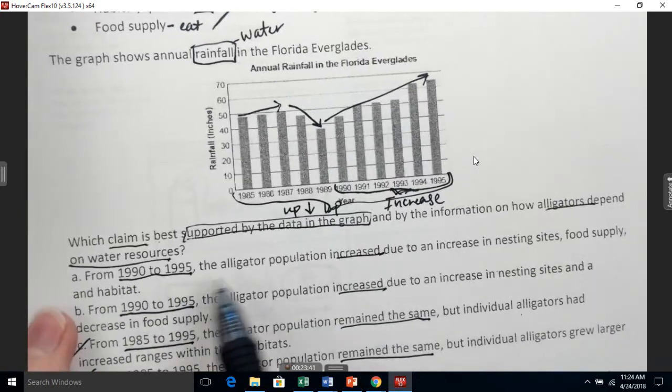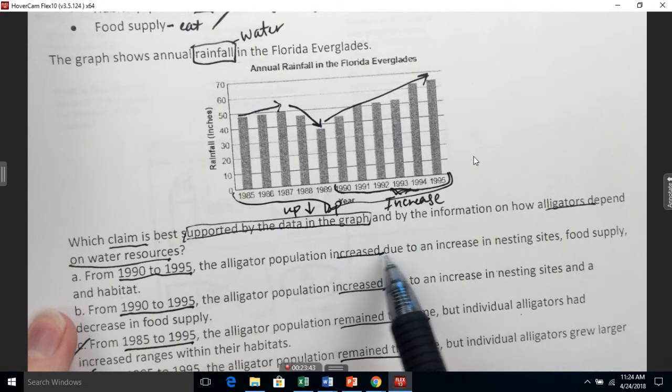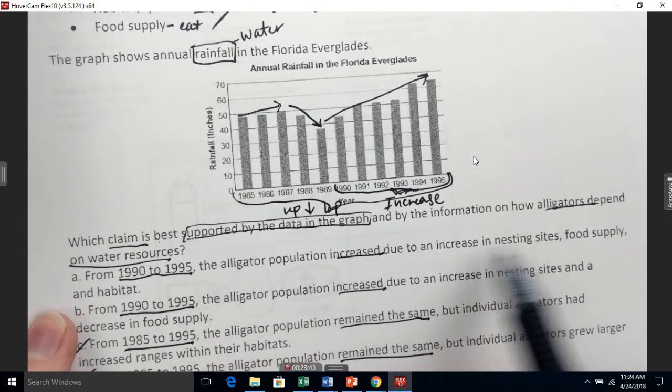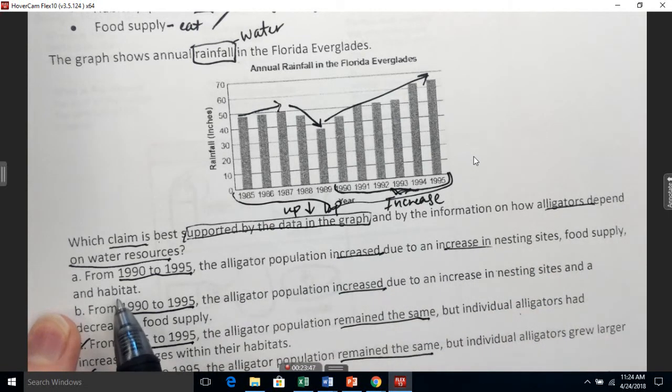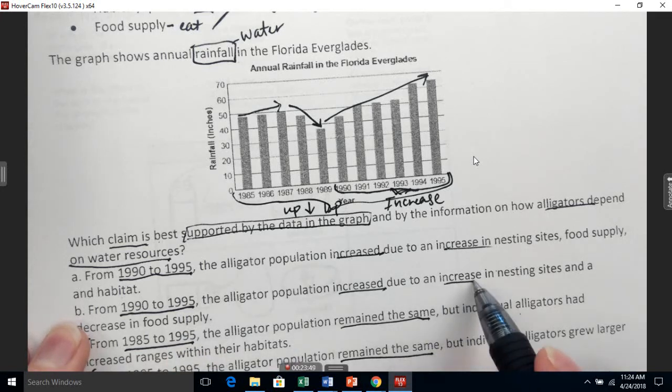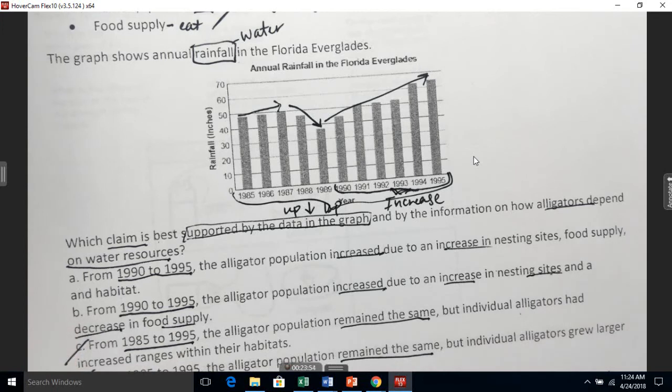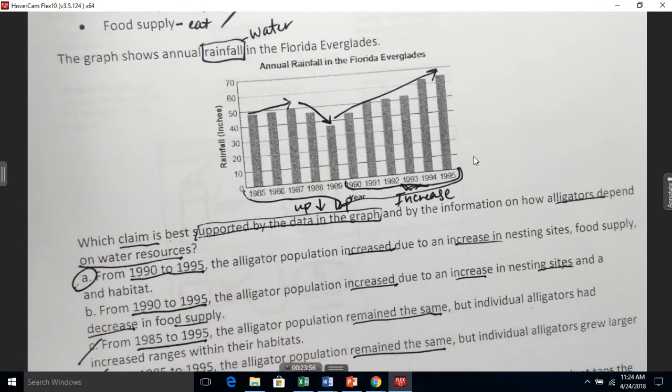So we either have the alligator population increased because of an increase in nesting sites, food supply, and habitat, or because of an increase in nesting sites and a decrease in food supply. It's A. Who missed it? So you put B? Okay, does it make sense now?